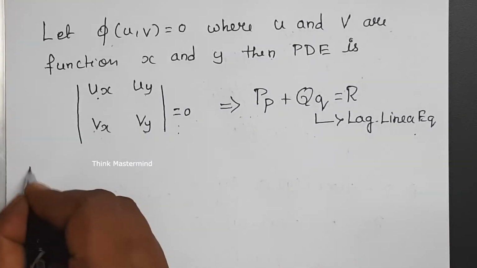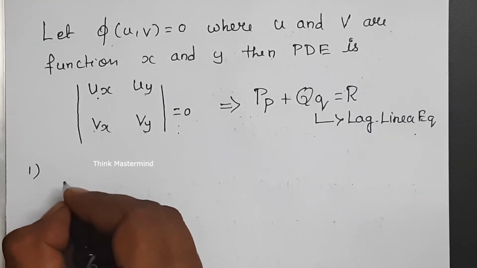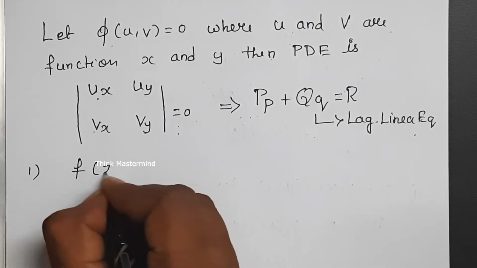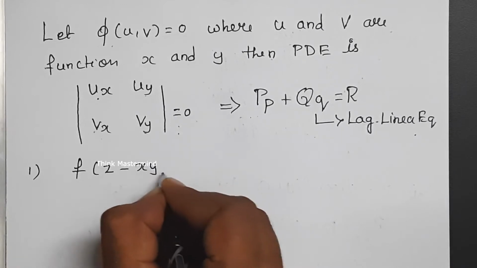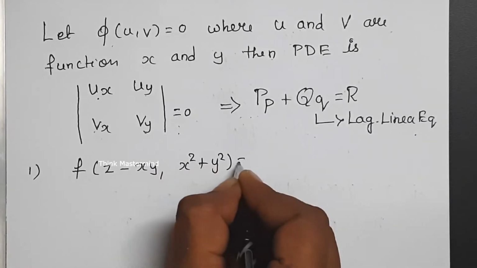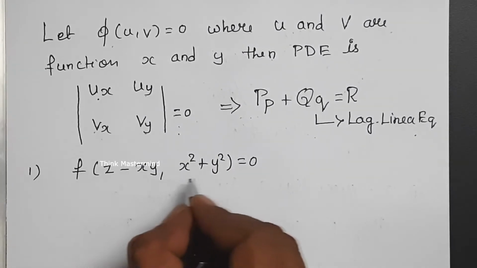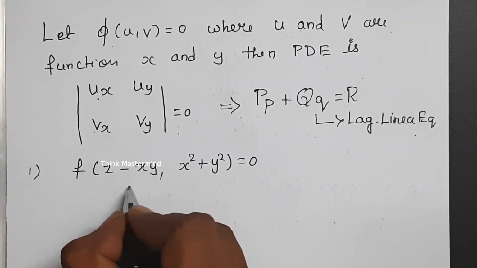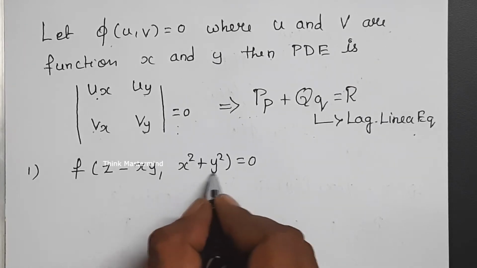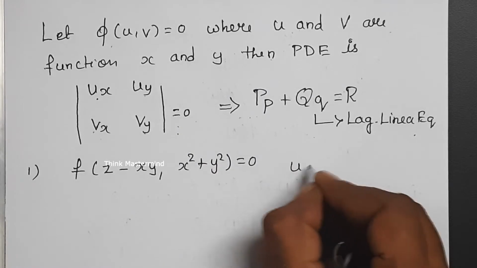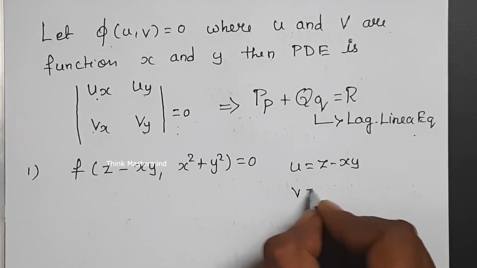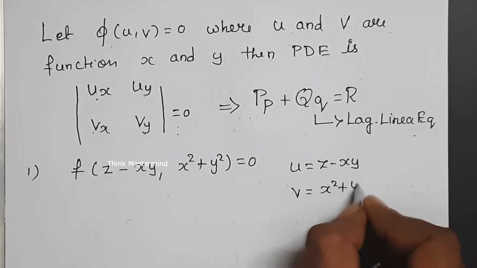So we are going to see a few examples. First one: form the partial differential equation of the function f of z minus xy comma x square plus y square is equal to 0. So this is the form of u comma v. Here u is equal to z minus xy and v is equal to x square plus y square.